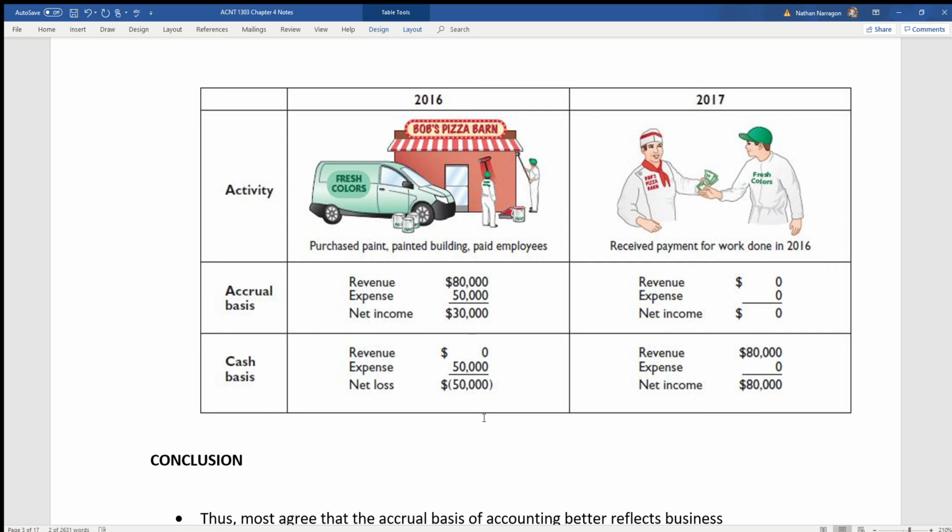First off, it does have an activity. So in 2016, we purchased painting the building, and paid employees. But we have yet to receive the money. As you can see, in 2017, we actually received the payment for work done in 2016 from Bob's Pizza Barn. Yes, fresh colors.